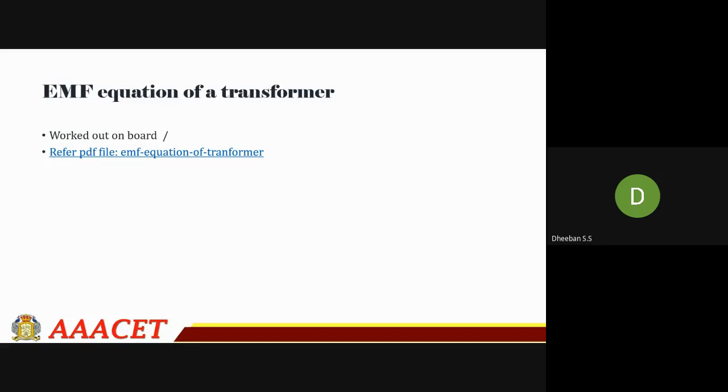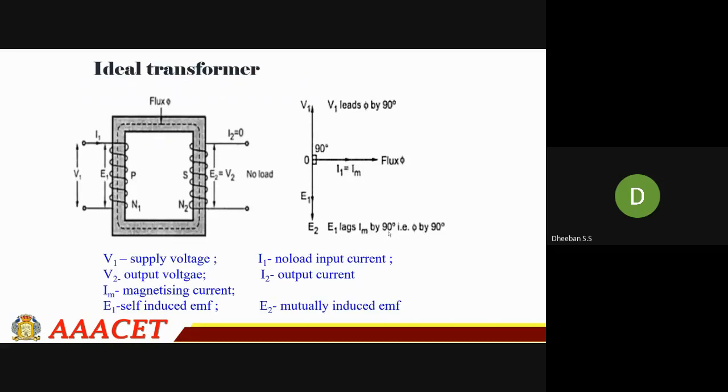First we will be starting with the EMF equation. As I said, it is the derivation part. You already know about the transformer, right? This is what we have covered. I will be giving a small brief intro again.